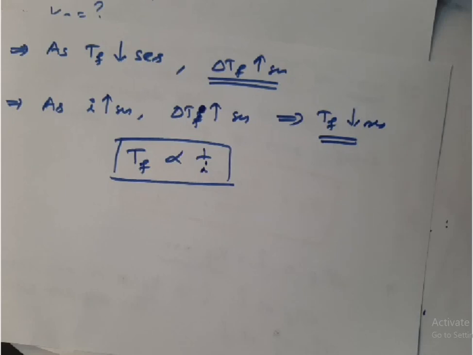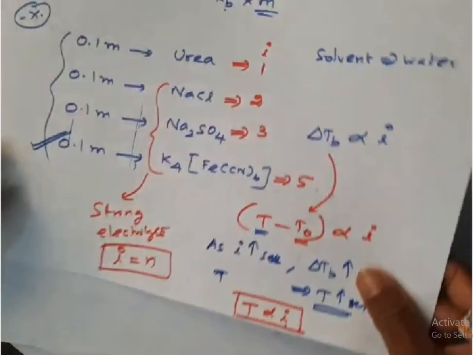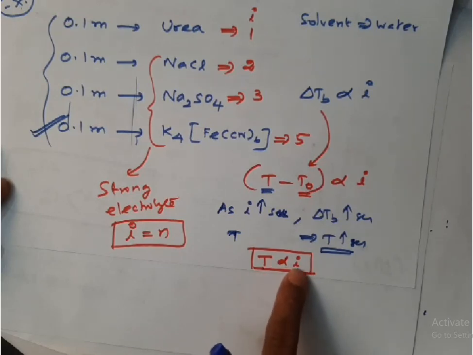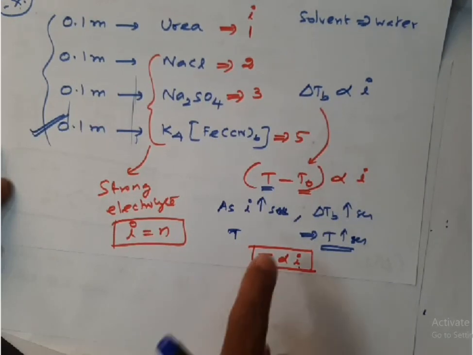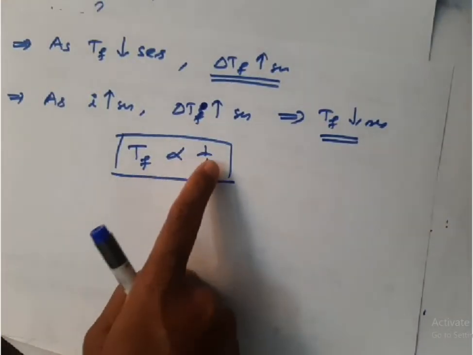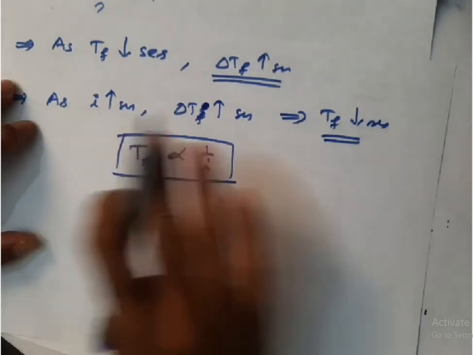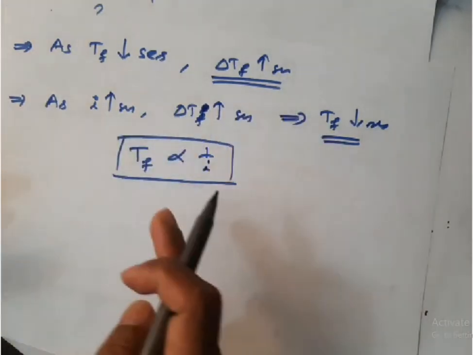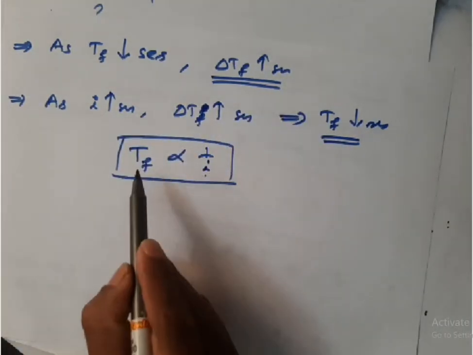In the previous case, that is for elevation of boiling point, I have told you that boiling point of solution is directly proportional to i. If i increases, boiling point will increase. But what about freezing point? For freezing point, Tf is inversely proportional to i. So this type of relation doesn't exist. There is no direct relation, but for understanding purpose or for solving problems, this is very useful. As i increases, Tf will decrease.